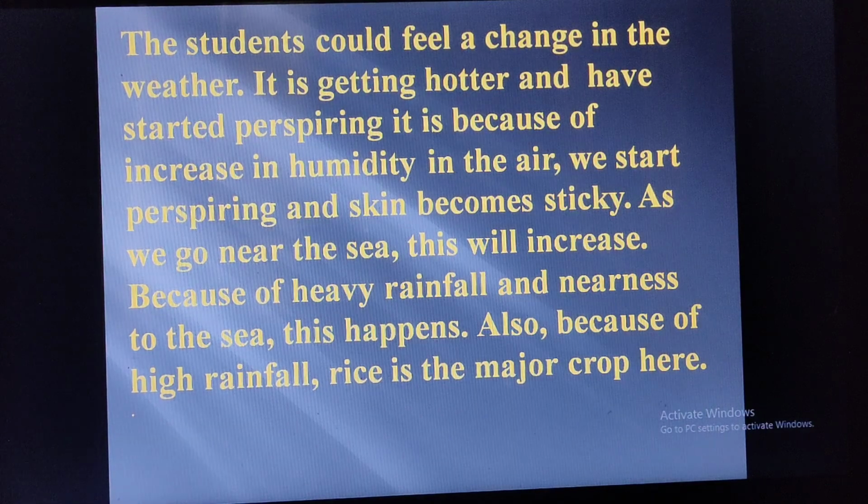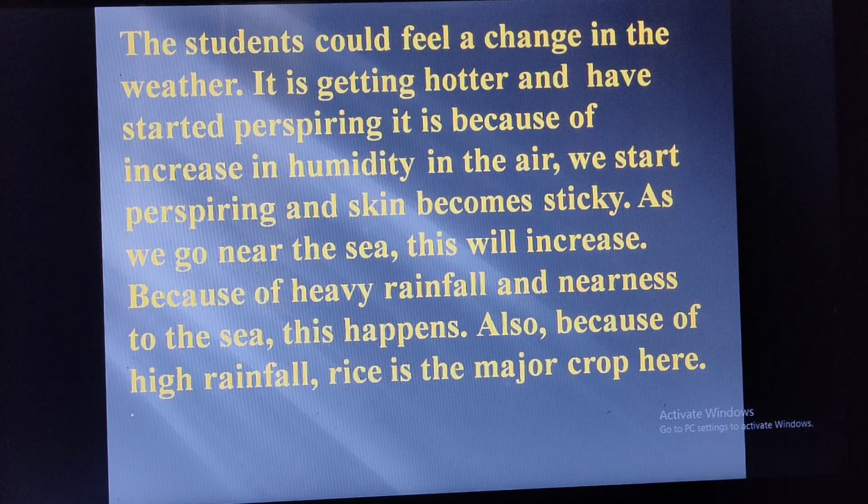Let us move forward. As the students were going further, they could feel a change in the weather. It started getting hotter and hotter and they started perspiring, because of the humidity in the air. Because of that they were perspiring and their skin was becoming very sticky. Why did this happen? As we go near the sea, humidity increases, because of the heavy rainfall and nearness to the sea. And in this region, because of high rainfall, rice is the major crop. Let us move forward.